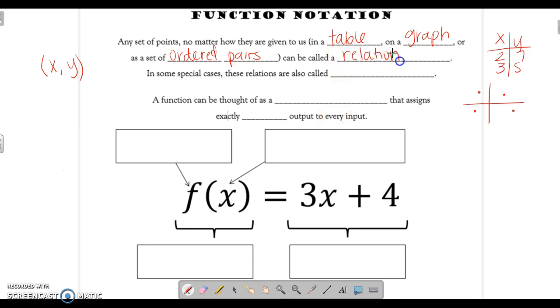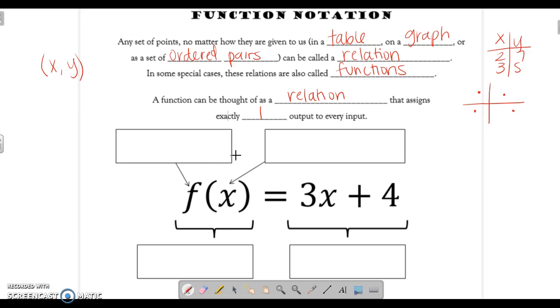And so if we're talking about a relation, some special relations are also called functions. And that's what we're going to get into today. And we'll talk more about this definition. But just basically, a function can be thought of as a relation that assigns exactly one output to every input. So exactly one output to every input.